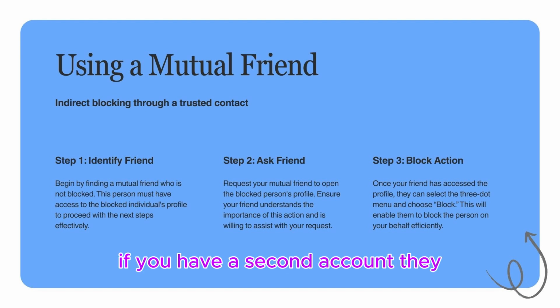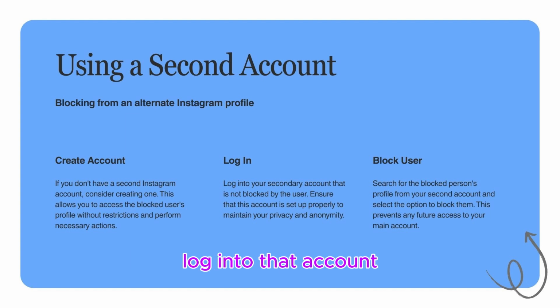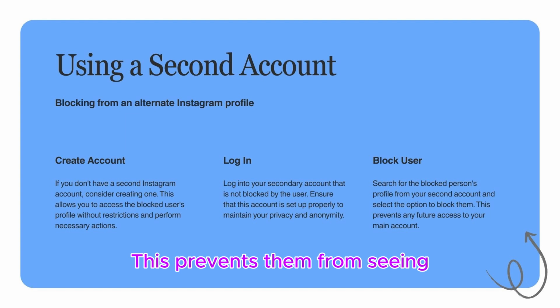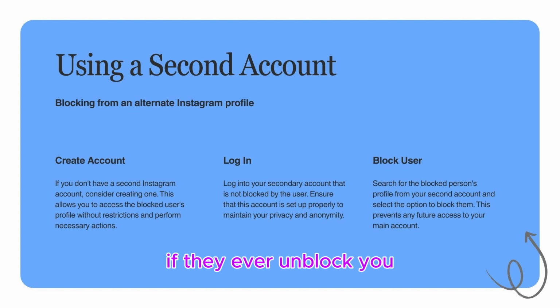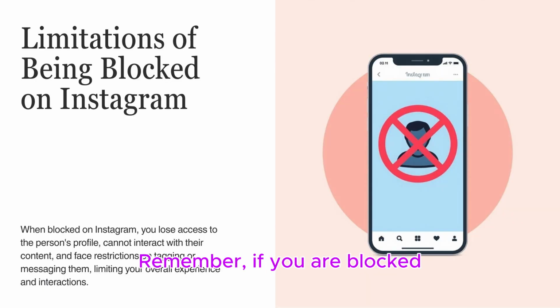Alternatively, if you have a second account they haven't blocked, log into that account, find their profile, and block them from there. This prevents them from seeing your main profile if they ever unblock you. Remember, if you are blocked, you cannot interact with their profile at all from your blocked account.